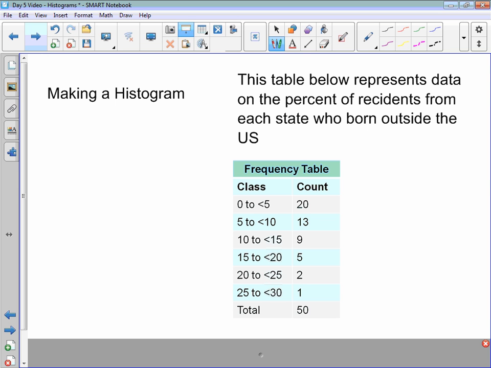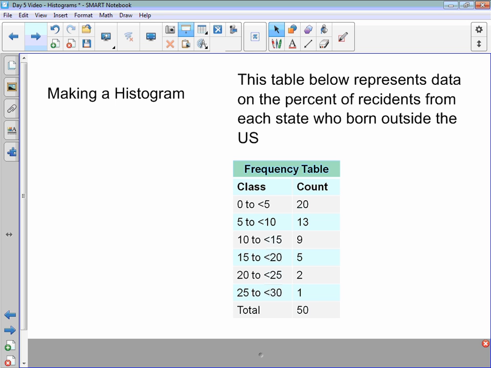So we're going to make a histogram. They went around, and in all 50 states, they calculated what percent of people in that state were born outside the United States of America. And they got a different value for every state. So there's no way they could make a dot plot, because one state was 2.3 and one state was 3.1, and then there's a state that was 3.7.